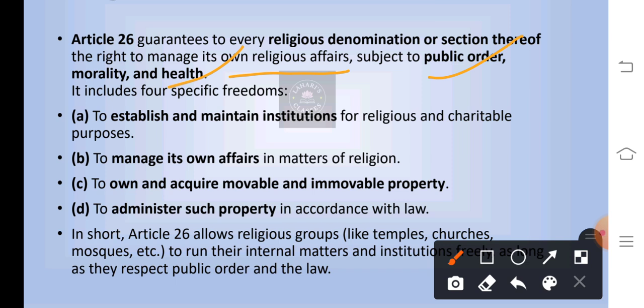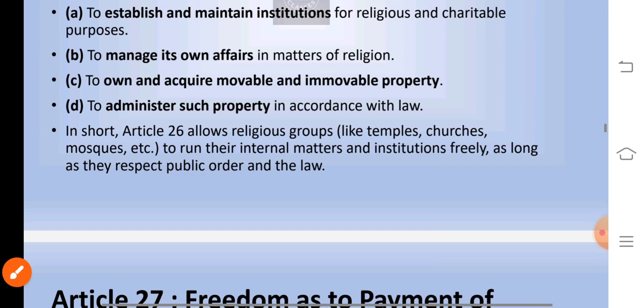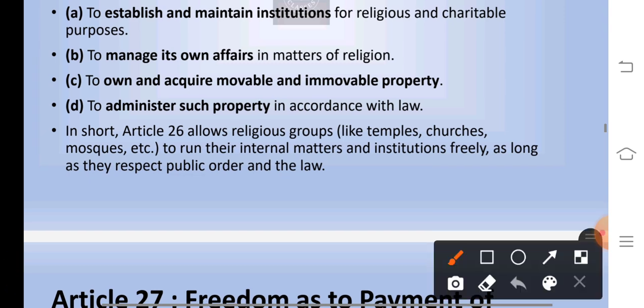So it includes four specific freedoms: you can establish and maintain institutions for religious and charitable purposes, manage its own affairs in matters of religion, own and acquire movable and immovable property, and administer such property in accordance with law. According to the law, you can do anything. In short, Article 26 allows religious groups like temples, gurudwaras, mosques, churches to run their internal matters and institutions freely, as long as they respect public order and the law.